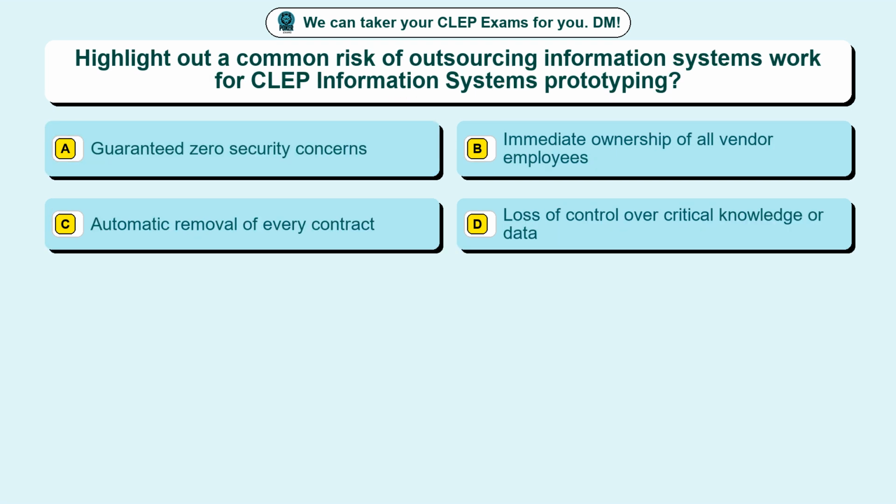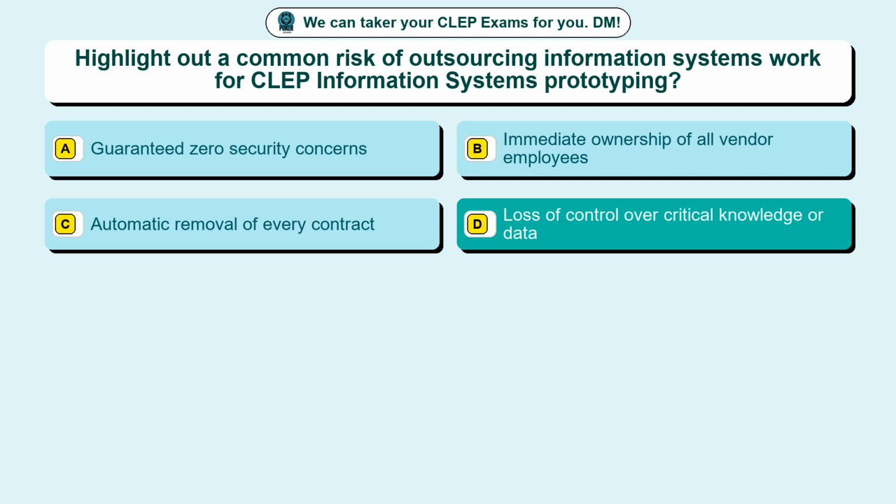Question 96. Highlight a common risk of outsourcing information systems work for CLEP Information Systems prototyping. Option A, guaranteed zero security concerns. Option B, immediate ownership of all vendor employees. Option C, automatic removal of every contract. Option D, loss of control over critical knowledge or data. The correct answer is option D, loss of control over critical knowledge or data.